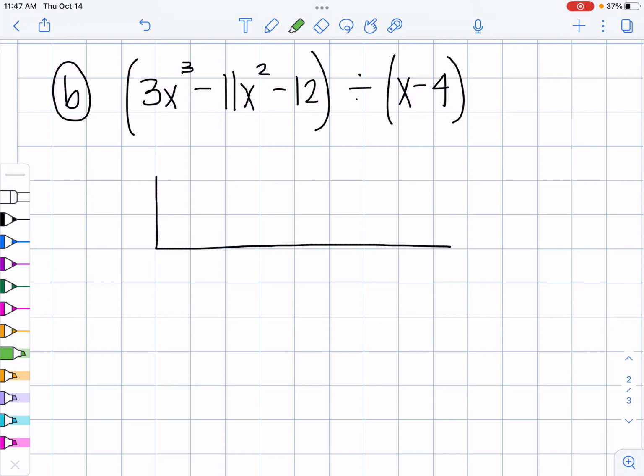Now, I have a space. This one is going to be for my x to the thirds. This one's going to be for my x squareds. This one's going to be for my x's. This one's going to be for my constants. And then out in front is what I'm dividing by, my linear factor.